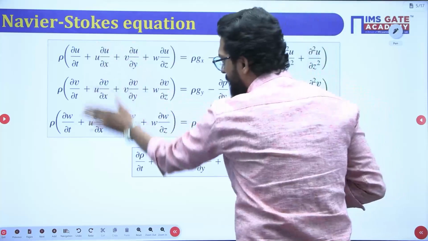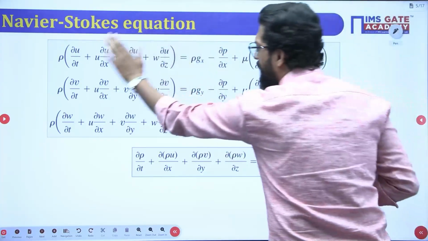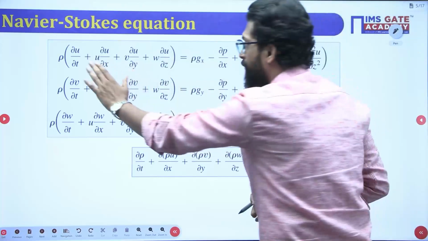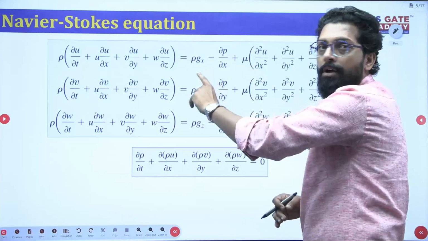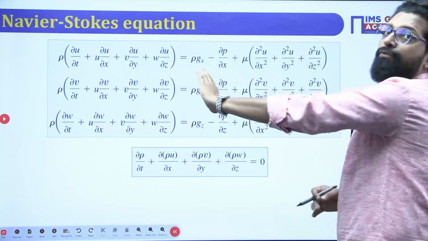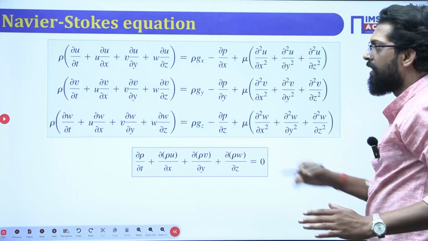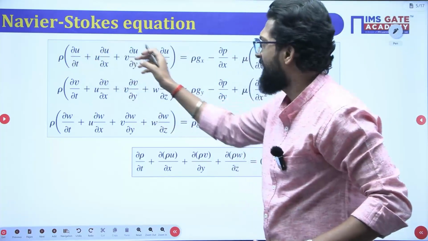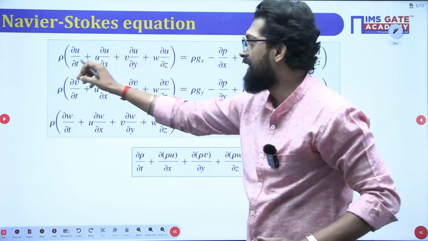This is the inertial term. These are the body force. These are the pressure. This equation is the momentum equation, that means force equation. This is Newton's second law. This equation is on a force per unit volume basis. This is your net force per unit volume, mass into acceleration, and instead of mass there is density, and density is equal to mass by volume.